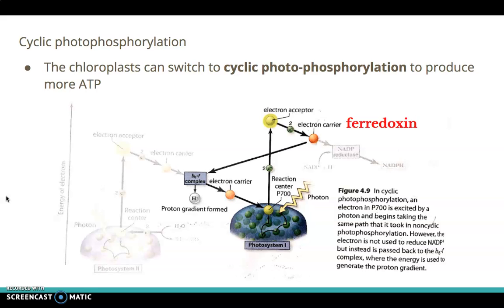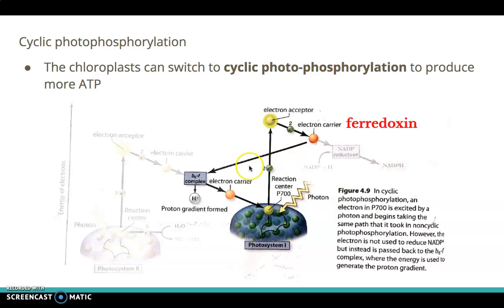So when we're talking about cyclic photophosphorylation, it's only going through photosystem 1, and that process is happening over and over again to keep making more of that ATP. So we can see here in our photosystem that the electron gets energized by the photon of light. Then that electron is going to move to the electron acceptor, which then goes to the electron carrier, our ferredoxin. Instead of the ferredoxin taking it to the NADP reductase, which is the enzyme that's going to turn NADP into NADPH, ferredoxin itself is going to take that electron right back to the B6F complex.